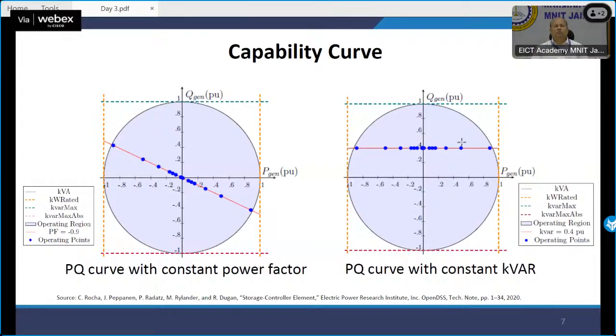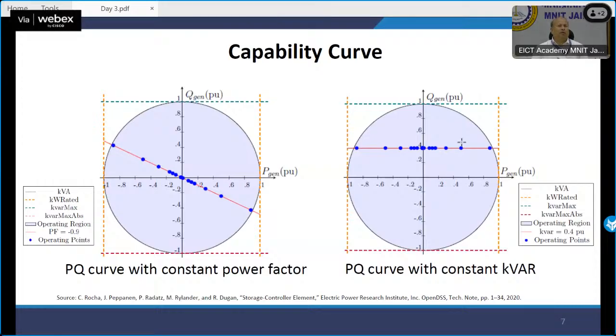However, if I would like to plot a characteristic with different operating points with constant reactive power, the right one, the real power is varying and the reactive power becomes constant. I can plot one more curve for constant real power, so then you'll have a vertical line where the real power is constant and the reactive power keeps on changing. So this is what the capability curve is all about.